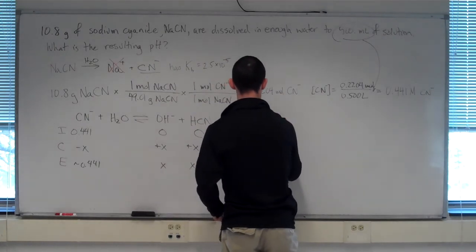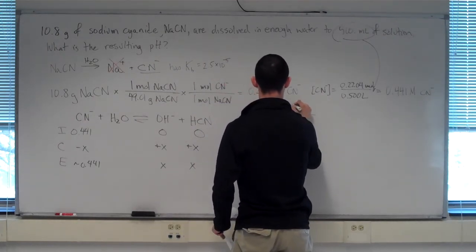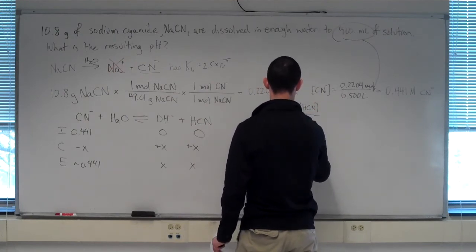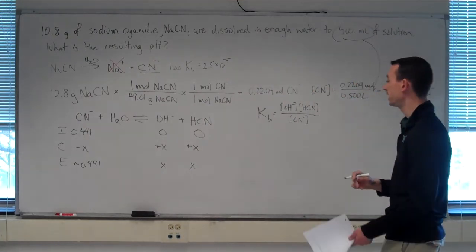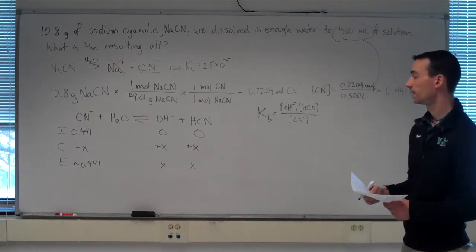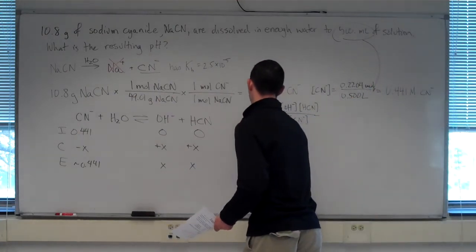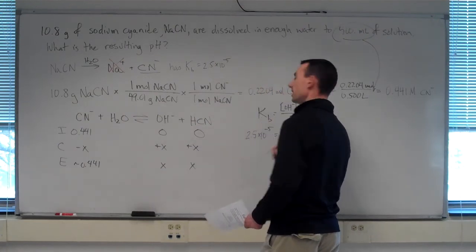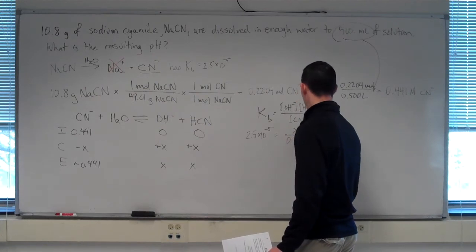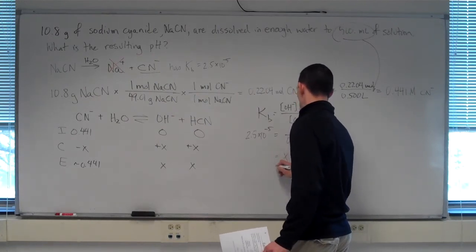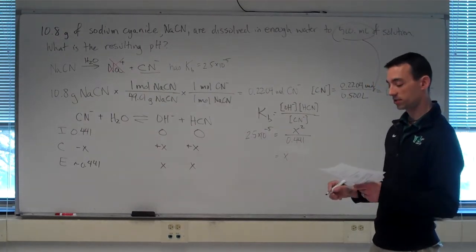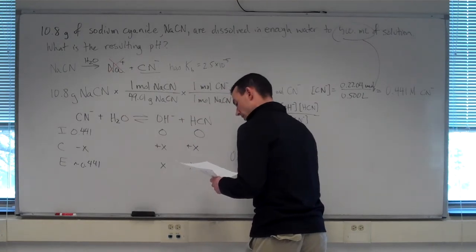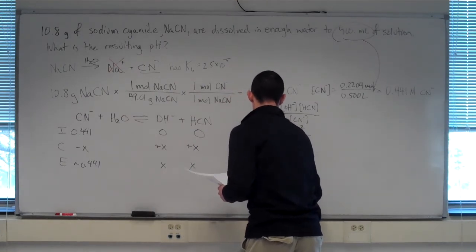Write your equilibrium constant expression for Kb. Products OH and HCN divided by the cyanide ion. Now you're ready to put your numbers in. 2.5 times 10 to the negative 5 is Kb. X squared, again, in the numerator, over 0.441. Multiply that denominator to the left. Take the square root. X is 0.00332 molar.